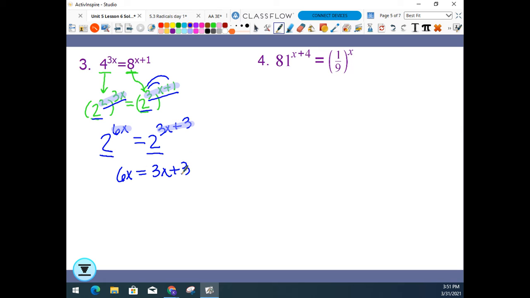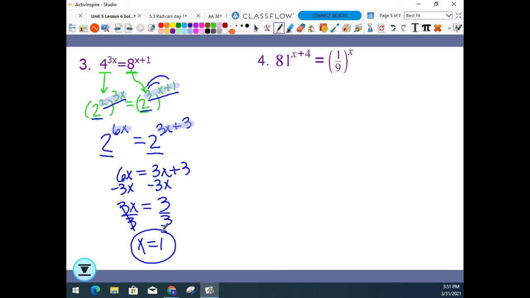Now I need to solve the equation. So now I need to combine my like terms. So I'm going to subtract 3x from both sides. 6x minus 3x is 3x. Divide by 3. X equals 1.